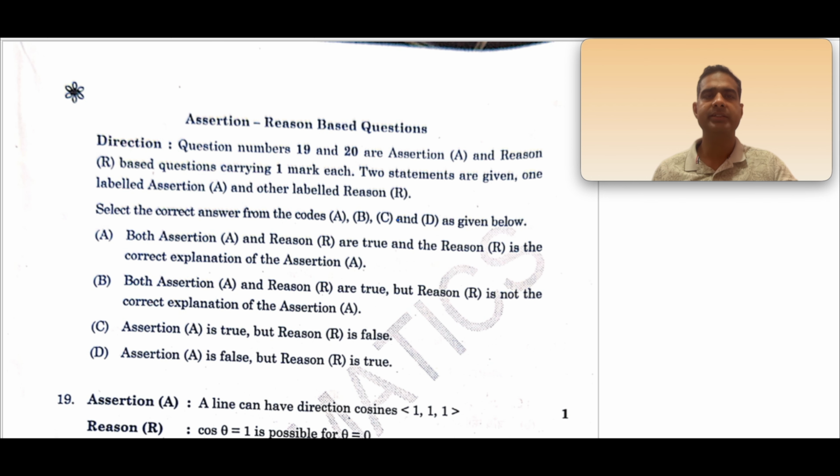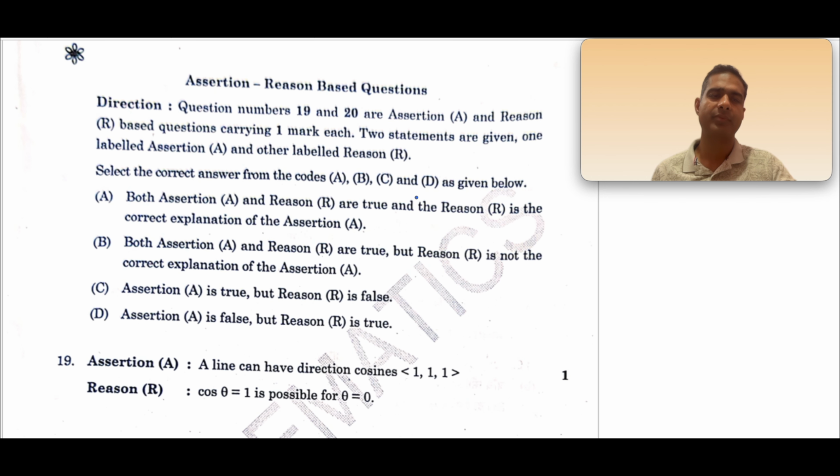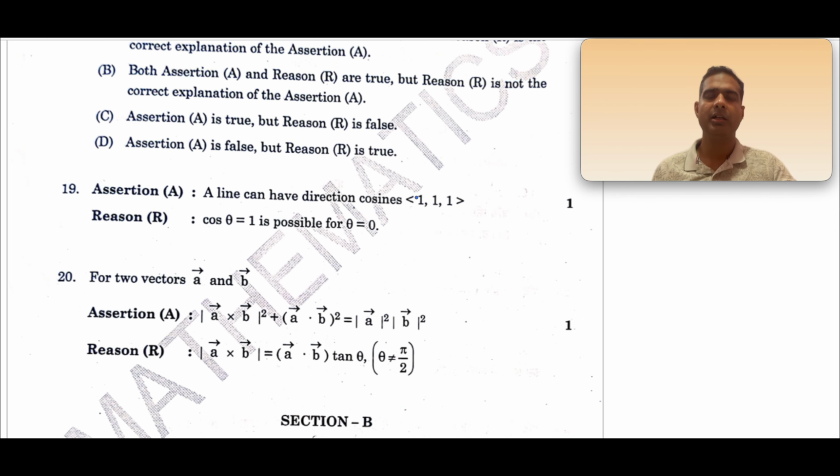Now moving to the assertion and reason based questions. Question number 19. A line can have direction cosines 1, 1, 1. So we know that if L, M, N are direction cosines, then L square plus M square plus N square should be equal to 1. But if the direction cosines are 1, 1, 1, then this sum will not be 1. So this is not possible, so we can say that the assertion is wrong.